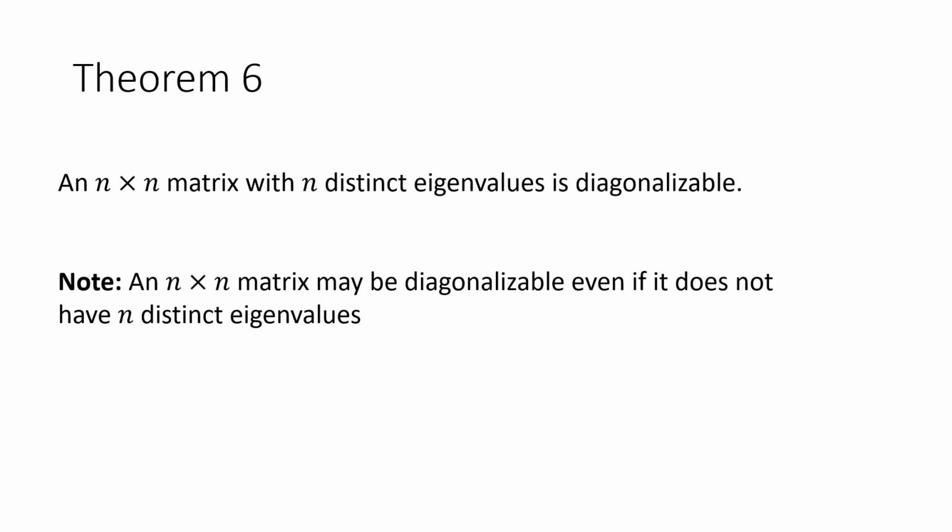Which leads into theorem 6, which uses this and basically says that if you have an n by n matrix with n distinct eigenvalues, then it is automatically diagonalizable. But be a little bit careful. A matrix can be diagonalizable even if it does not have n distinct eigenvalues. So this only works one way. It is possible to come up with a matrix that doesn't have n distinct eigenvalues, but it is still diagonalizable.